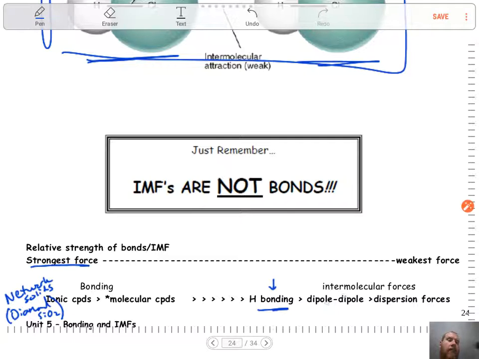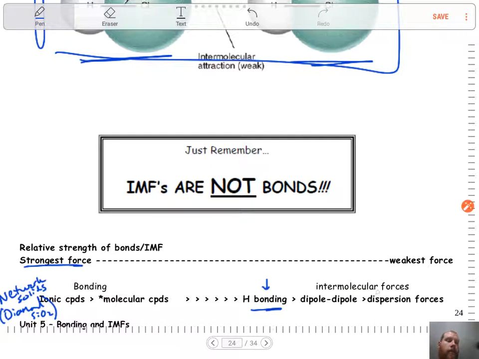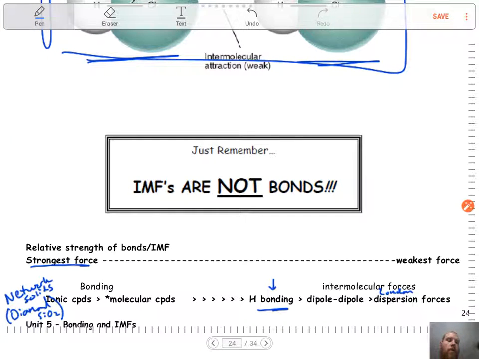Dipole-dipole falls in the middle. It's the medium strength intermolecular force. And then dispersion forces, they're called London, and we'll get to this in just a second, London dispersion forces or van der Waals forces. They're the weakest, okay? So this is going to be kind of a good thing. Hopefully maybe make a flashcard or two to kind of help you with this, just to kind of put it in comparison.